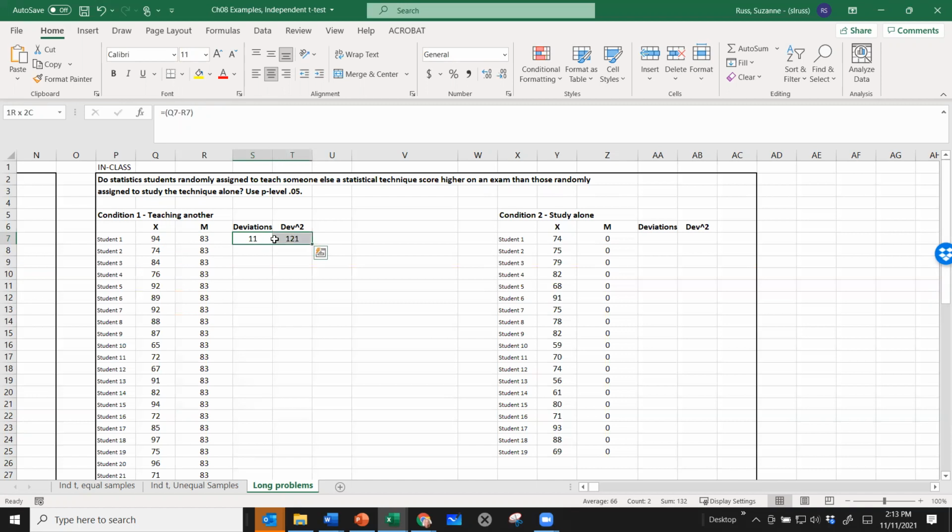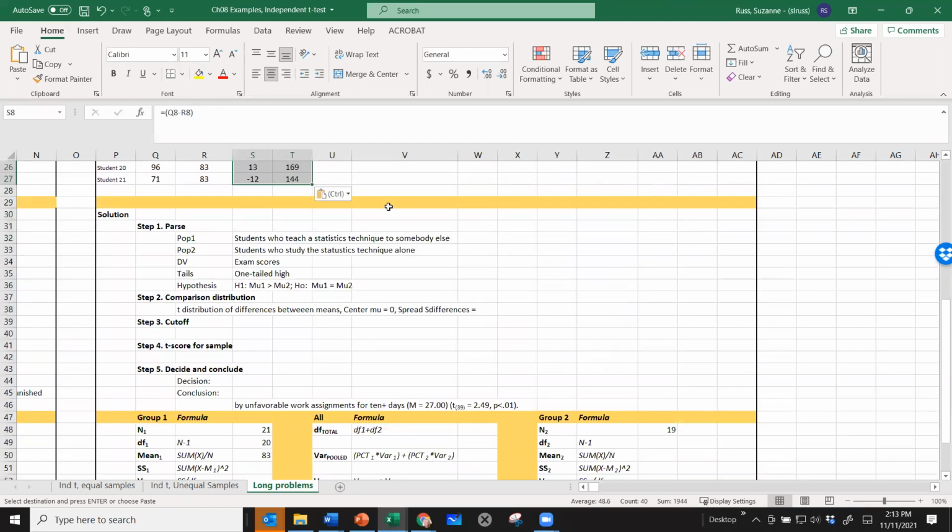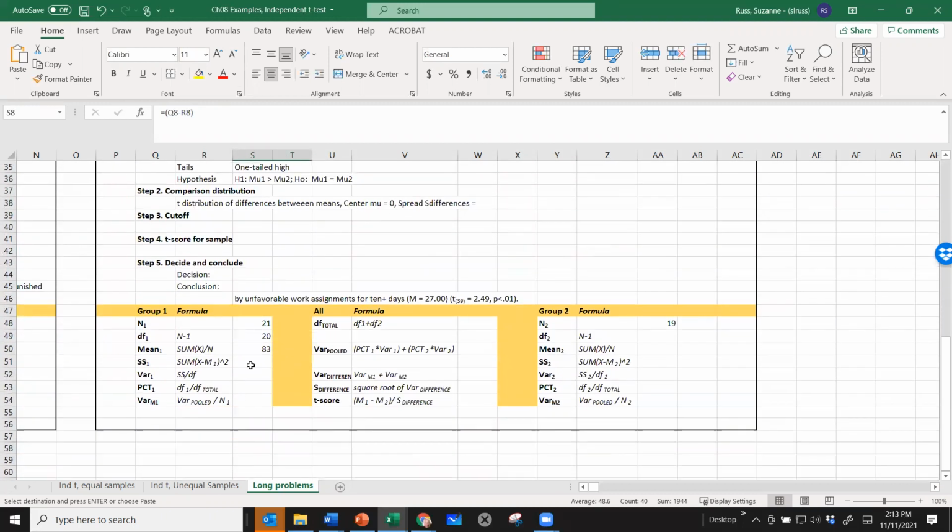So now I'm going to copy both of these by selecting both of them. I'm going to copy them using Control-C. This vibrating line means they're copied. And I'm going to paste these values all the way down to the end of the data set. I'll use Control-V. You can see now that it's calculated deviations and the deviations squared. And so let's go see what else we can do on this side before we continue.